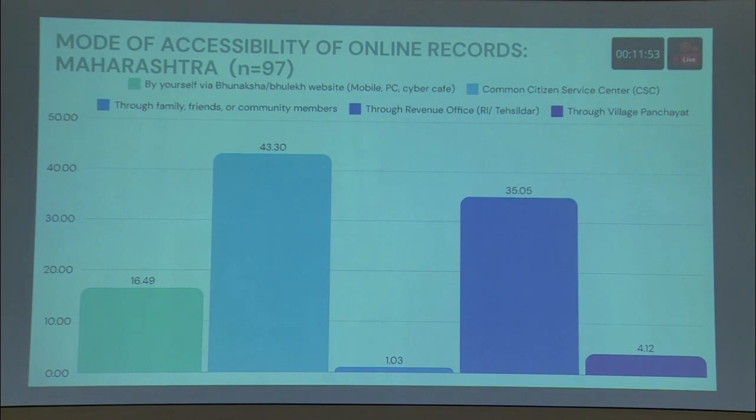And when we ask about the mode of accessibility of online records also, we can clearly see that 16.49% of the population try to check on their own via mobile, PC, or tablets. A large number, 43% of the population, tried from common citizen service centers, 35% from revenue offices, and through village panchayat, 4% of the population.